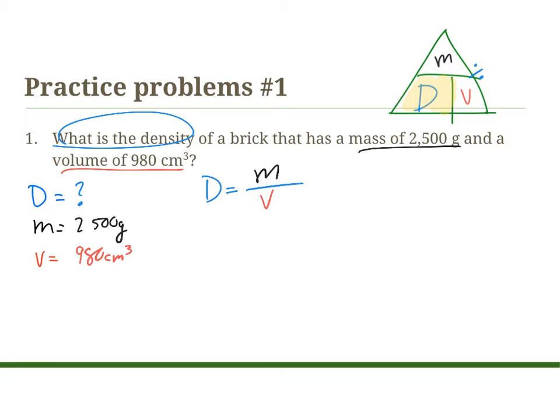So my formula is density is equal to mass over volume. So I'm going to go ahead and substitute now. Density is equal to 2,500 grams divided by 980 centimeters cubed. And when I plug that into my calculator, 2,500 divided by 980, I get a density value of 2.55 grams per centimeter cubed. Okay, so that's how we solve for density when we know mass and volume.